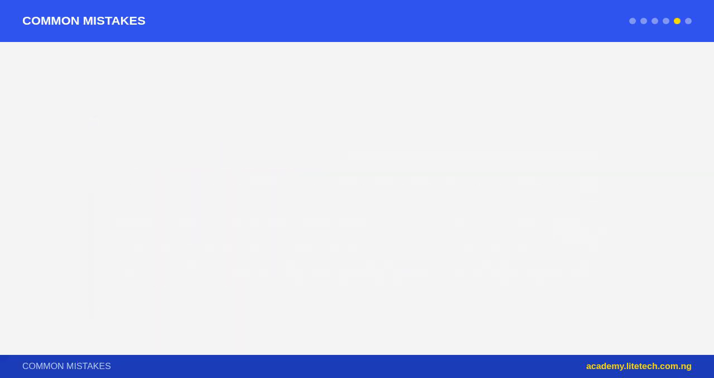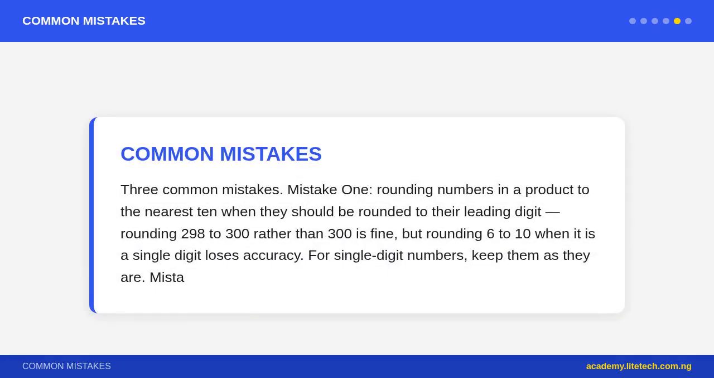Example 3. A vehicle travels 985 kilometers in 11 hours. Estimate the average speed in kilometers per hour. Compatible numbers: 1000 divided by 10 equals 100 kilometers per hour. Exact: approximately 89.5 kilometers per hour. Our estimate of 100 is a reasonable upper bound, useful for checking that the answer is in the right range.